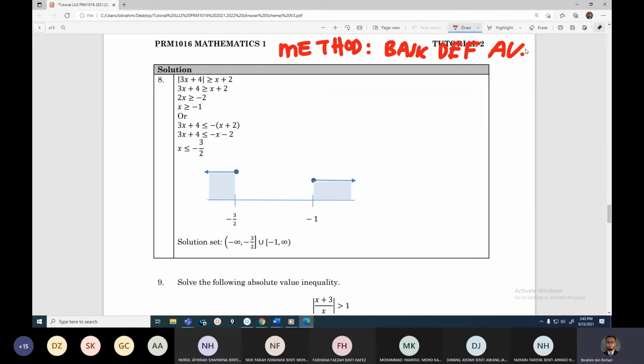So method here, using the basic definition of the absolute value function. First part of the function: 3x plus 4 greater than or equal to x plus 2. And then here using the operator union. And the second part here: 3x plus 4 less than or equal to negative x plus 2.